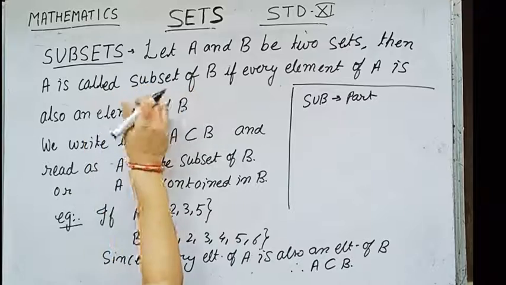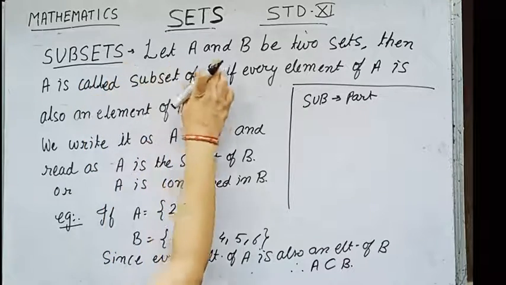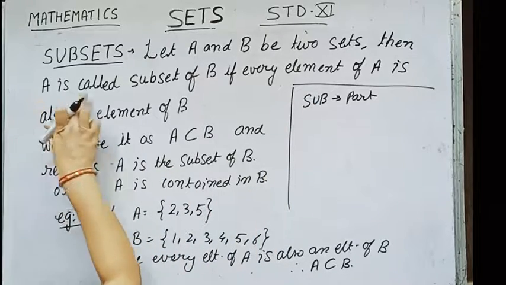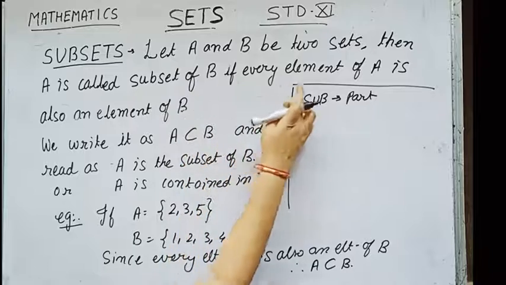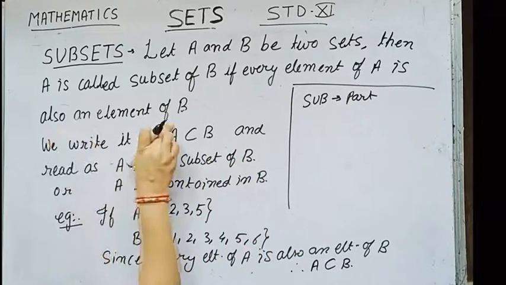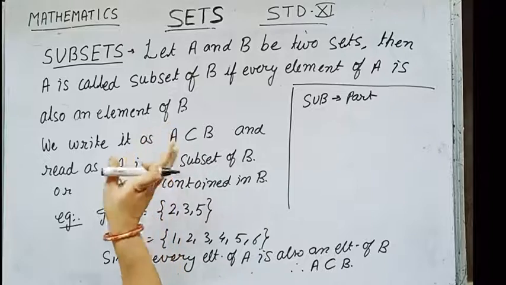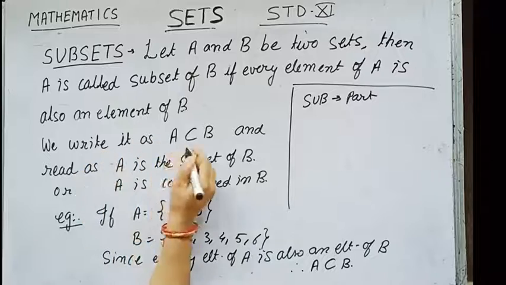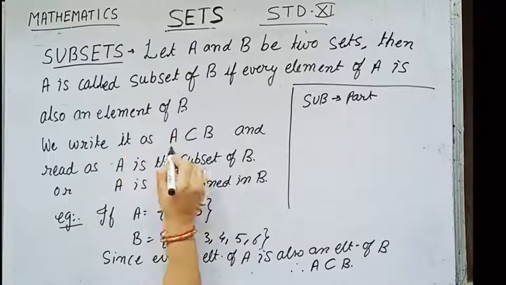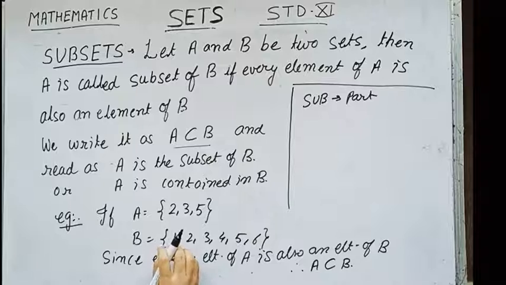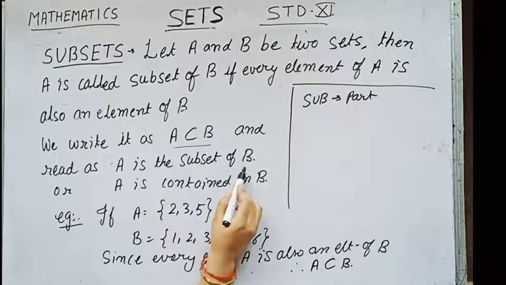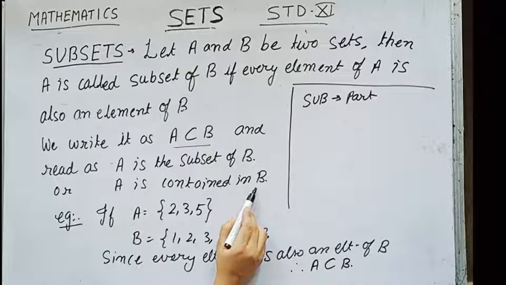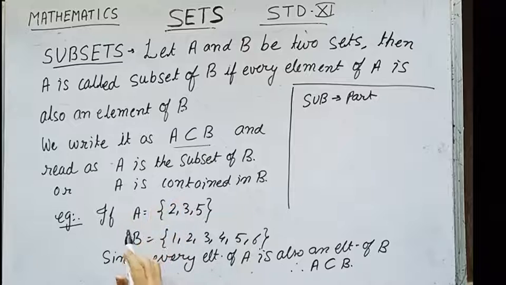In mathematical definition, we can write subset as: let capital A and capital B be two sets. Then the set A is called a subset of B if every element of A is also an element of B. We write this as A ⊂ B, and read it as A is a subset of B, or A is contained in B. Now let us understand by an example.